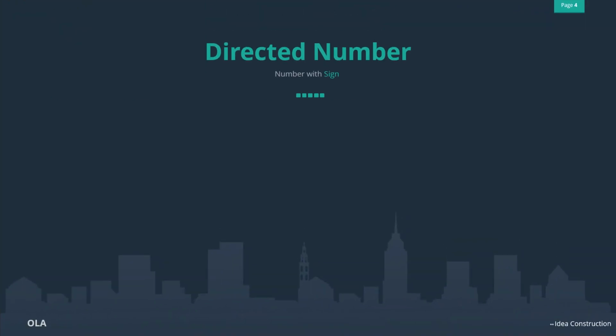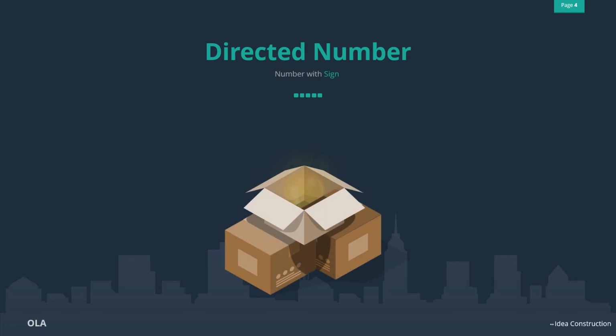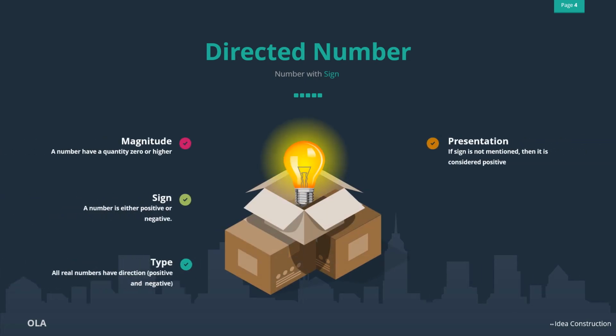Directed number means a number with a sign. In fact, all numbers are directed numbers. When a sign is not mentioned with it, it means it is a positive number. A directed number must have a magnitude like 5, 10, 10,000, or 0, etc. And it must have a sign, either positive or negative. All real numbers, including integers, rational and irrational numbers, are directed numbers.